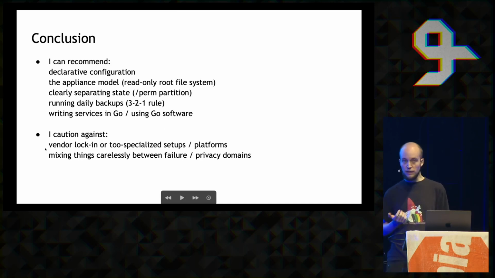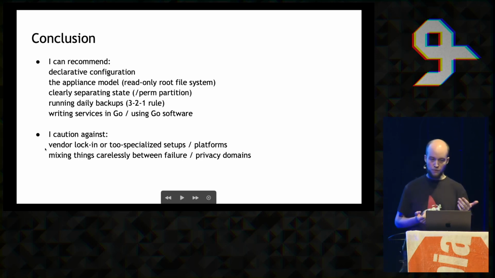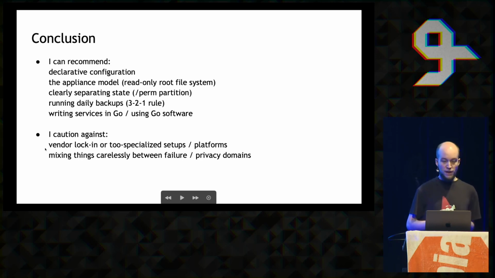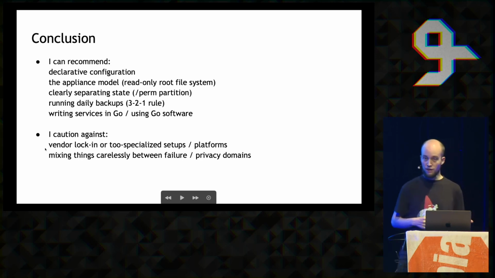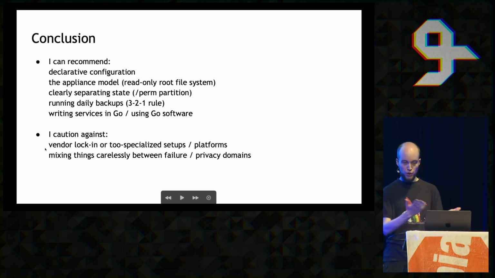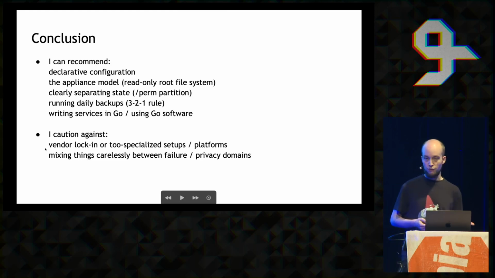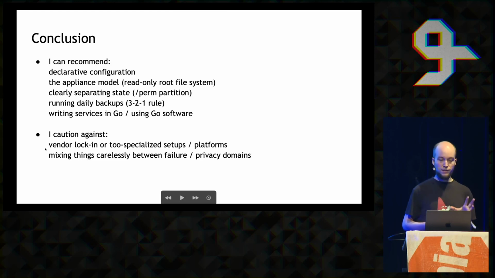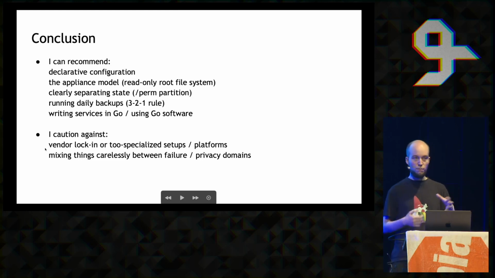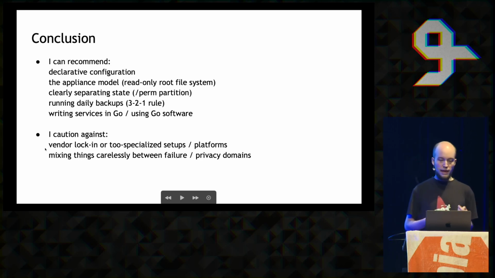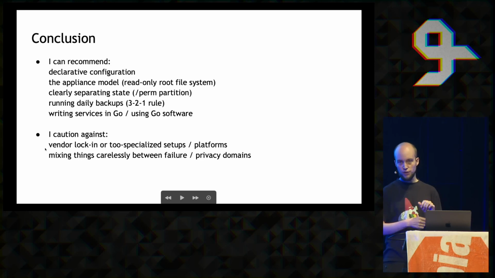I'll also recommend running daily backups. Following the 3-2-1 rule, I think it's good. And I will recommend writing services in Go, because they're reliable, they just work, and using Go software in general. I would caution against any sort of vendor lock-in or building too specialized setups and platforms. And I would also caution against mixing things carelessly between failure and privacy domains.